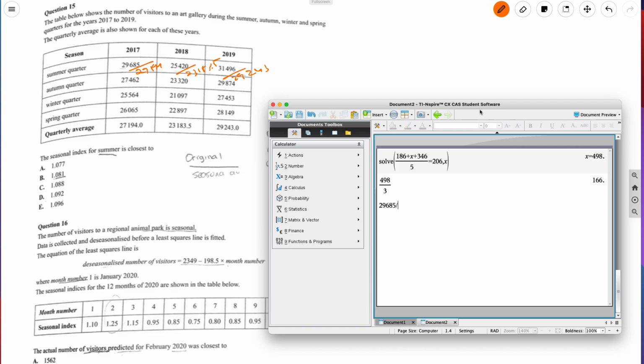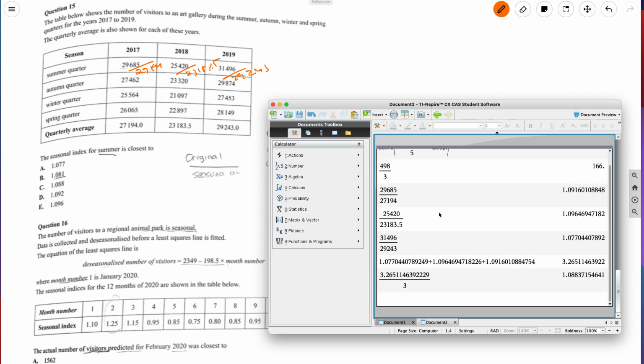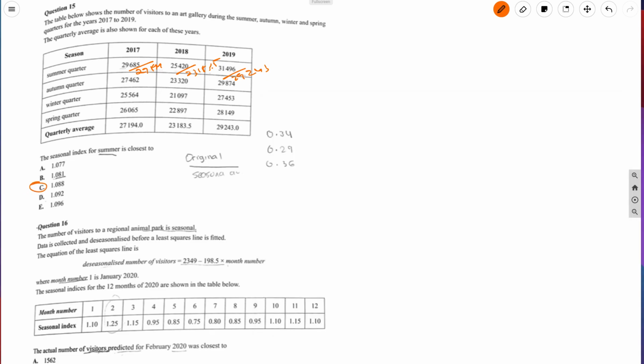29,685 divided by 27,194. That's that proportion. The next one, 25,420 divided by 23,183.5. That one there. And then 31,496 divided by 29,243. So each of those, and then we're just going to add each of those and divide by 3. So I'll just do plus. I'll just copy them completely unrounded, just to be totally safe. Plus this one here. Get the answer of those, divide that by 3. We get 1.088. There we go.